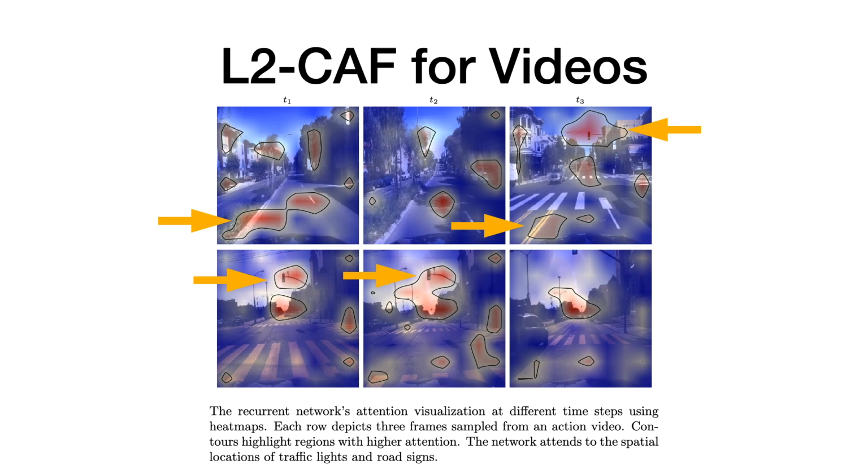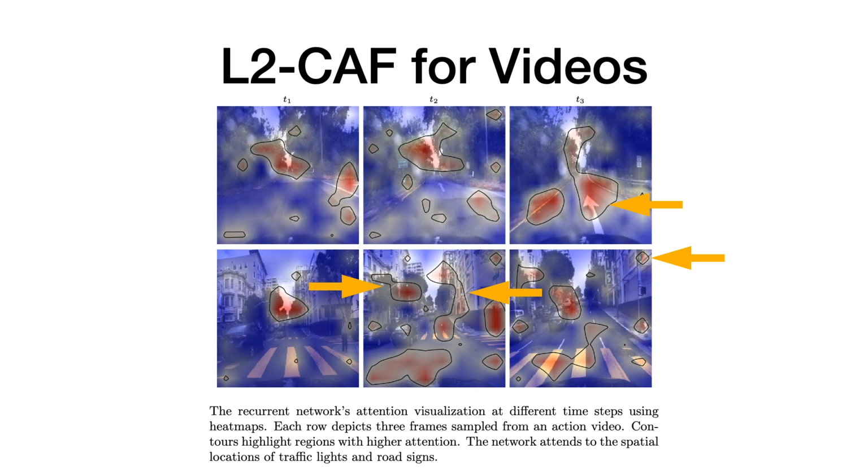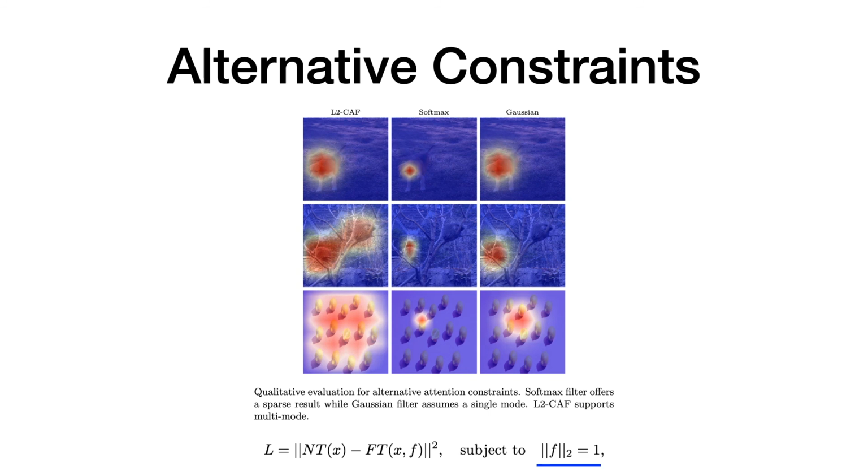L2-CAF consistently highlights road marks and spatial locations of traffic light even if no traffic light exists. Please notice the traffic light at the top right corner. This spatial location is usually attended to, even when there is no traffic light. L2-CAF uses the L2 norm constraint. In this ablation study, we show that other constraints are possible, like softmax and Gaussian constraint.